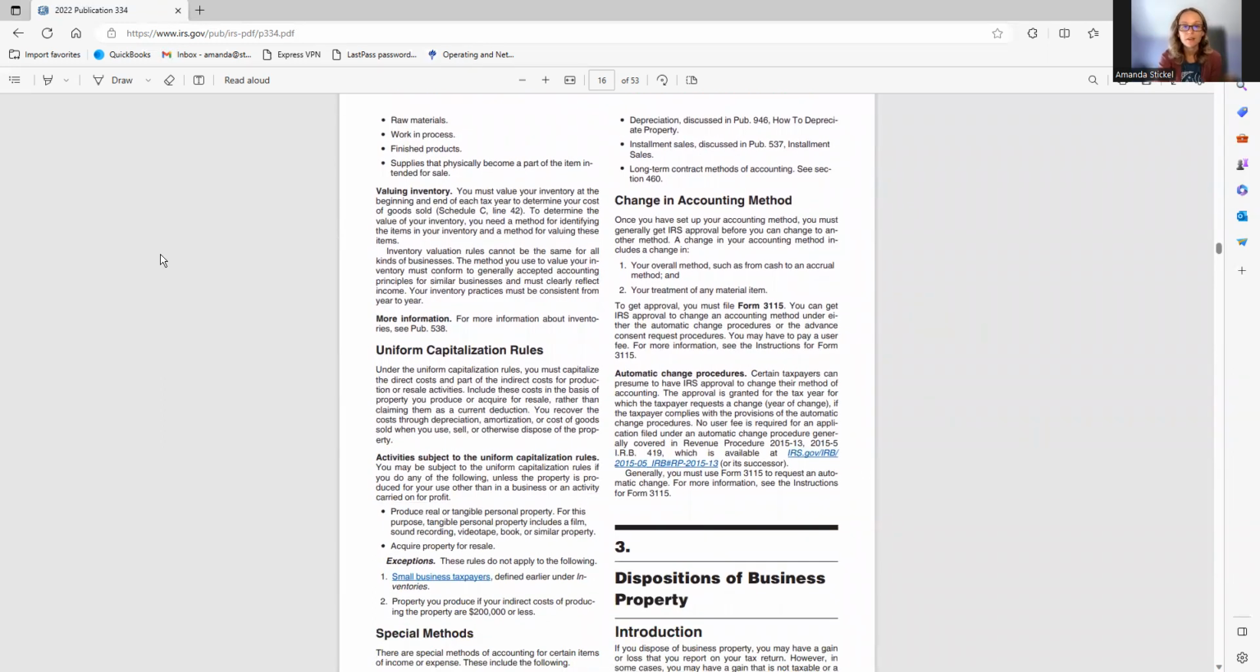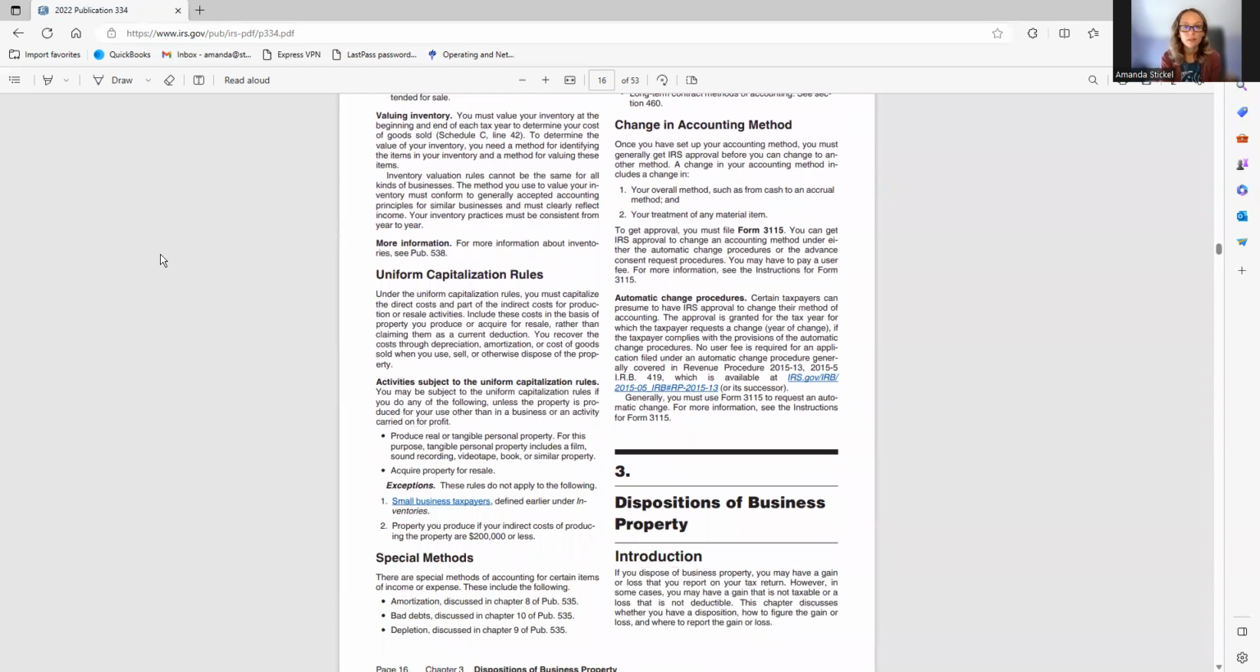Valuing inventory. You must value your inventory at the beginning and end of each tax year to determine your cost of goods sold. To determine the value of your inventory, you need a method for identifying the items in your inventory and a method for valuing these items. Inventory valuation rules cannot be the same for all kinds of businesses. The method you use to value your inventory must conform to generally accepted accounting principles. For similar businesses, you must clearly reflect income. Your inventory practices must be consistent from year to year. And there's more information in Publication 538.